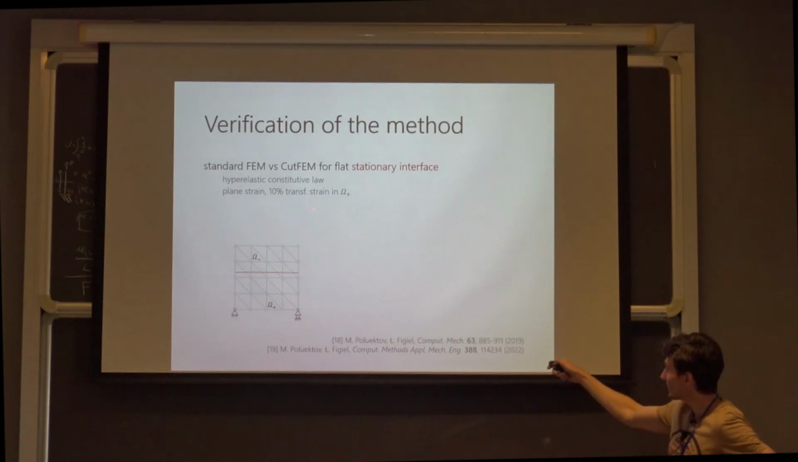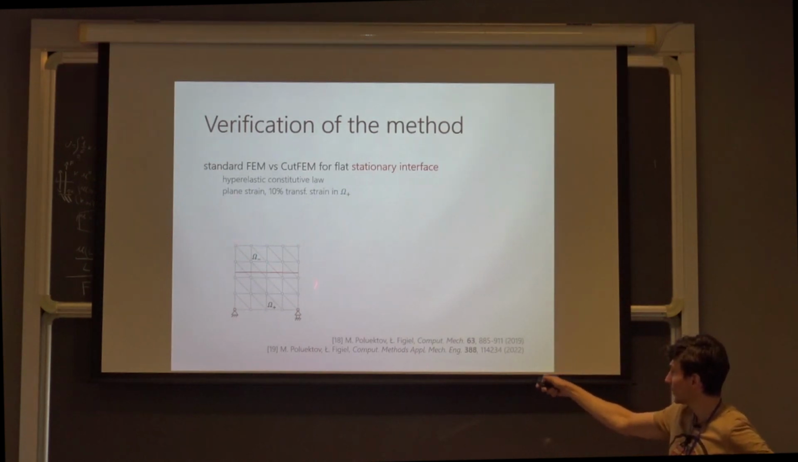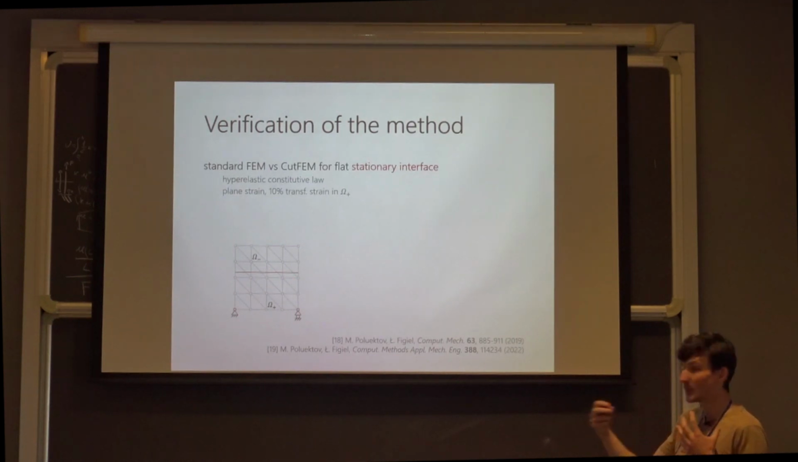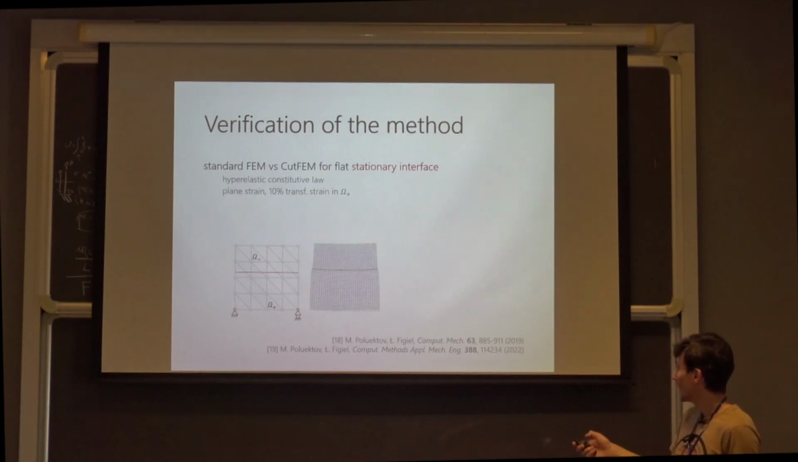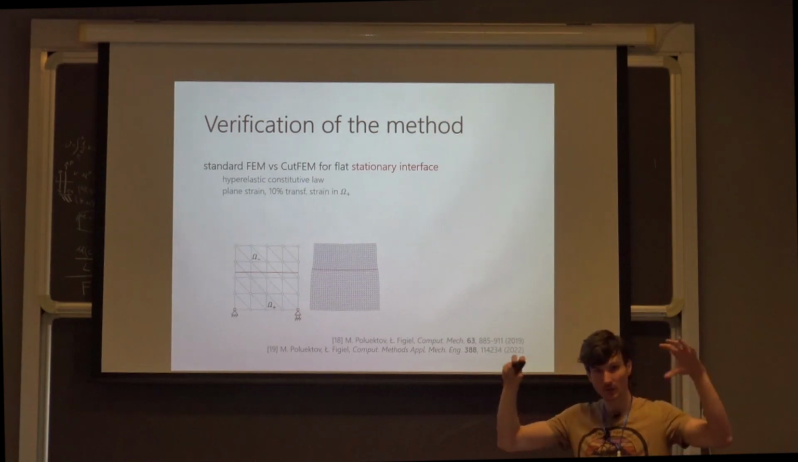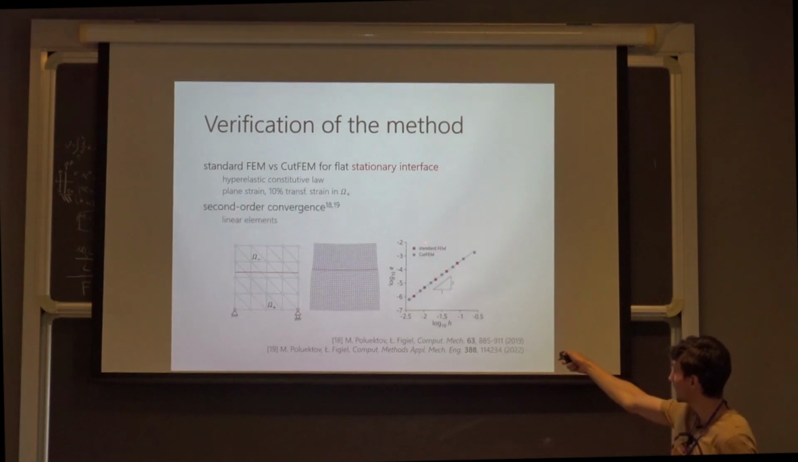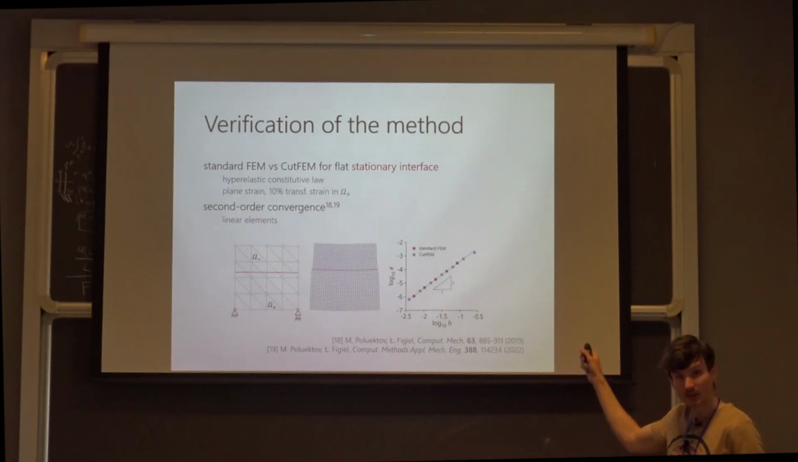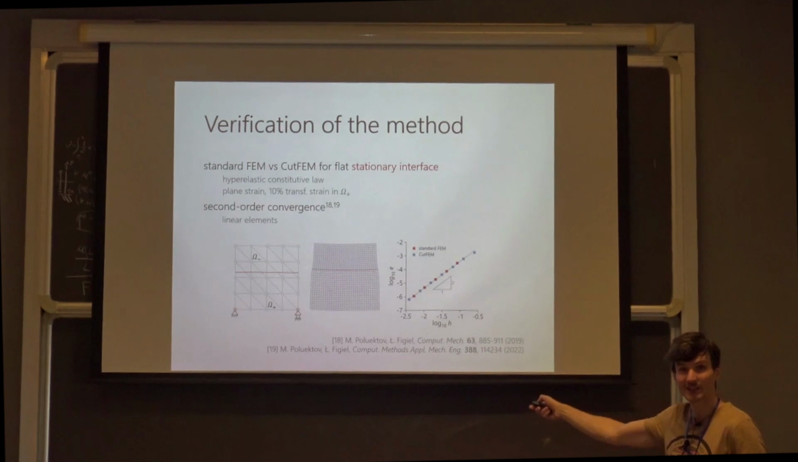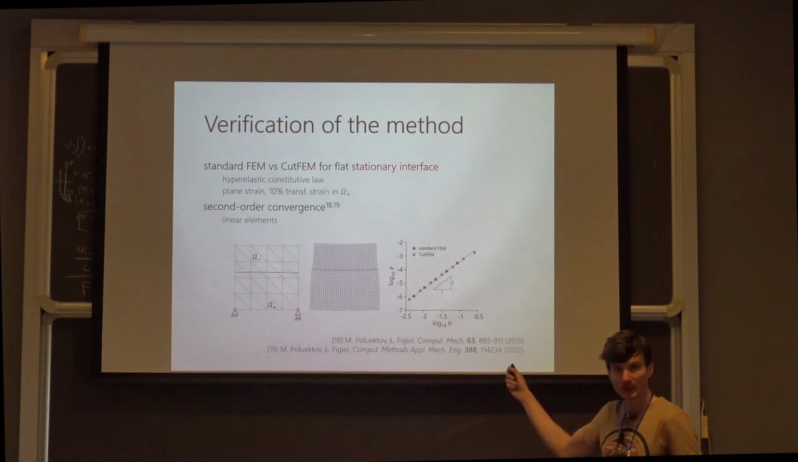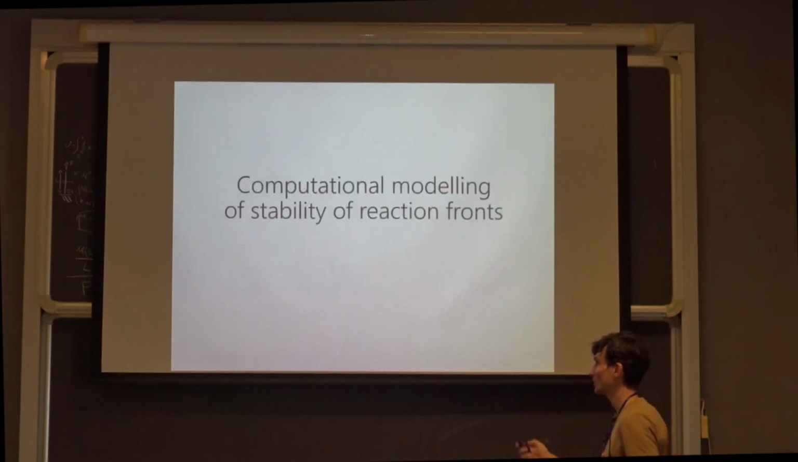Imagine a stationary interface within, let's say, a square domain, a stationary interface that cuts through the elements. The bottom phase undergoes 10% transformation strain, so it expands. It will bend the top phase. We can do that using cut elements, and we can do that using standard finite elements. We get second order convergence. So this shows us that not only the method works, but also my implementation in MATLAB is working correctly. And then we've done many more tests. I'm just showing you the one to show that the method works.